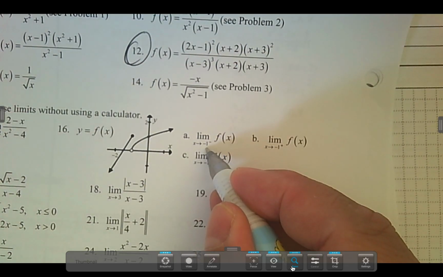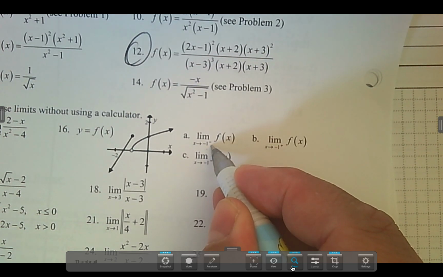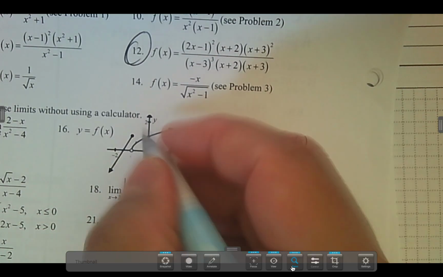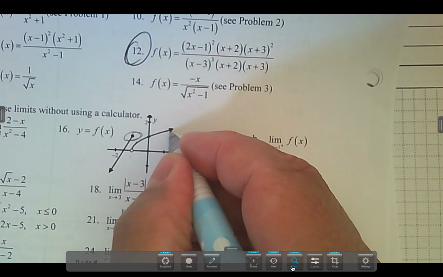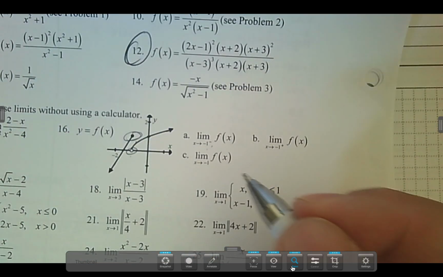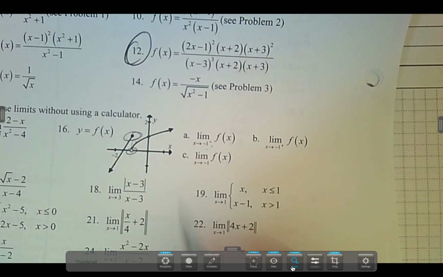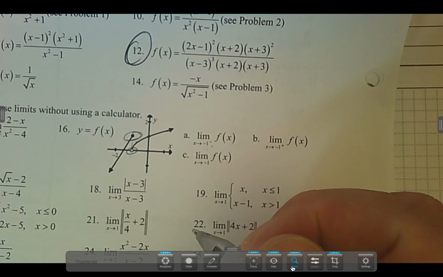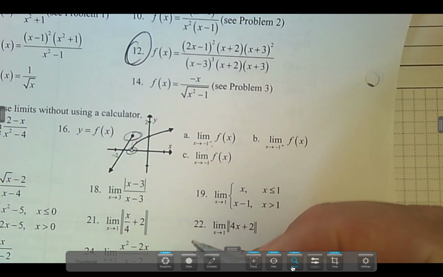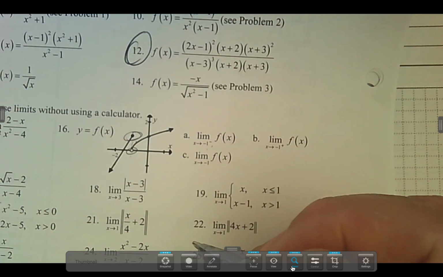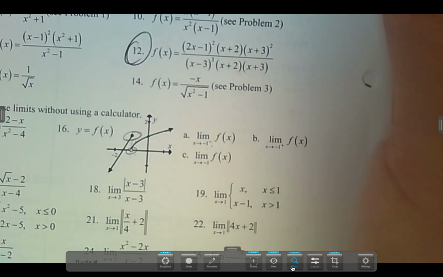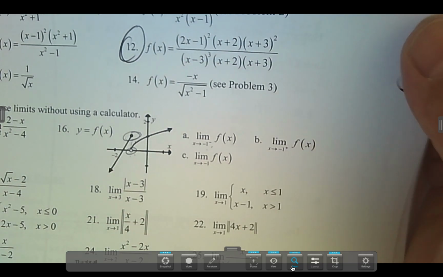As x approaches -1 from the left, what's the limit? So here's -1. From the left, what's the limit? From the right, what's the limit? And then does the limit exist there? You can see from the left, the answer is +1. From the right, the answer is 0. And then there, it doesn't even exist because there's a jump there. So there's no two-sided limit.